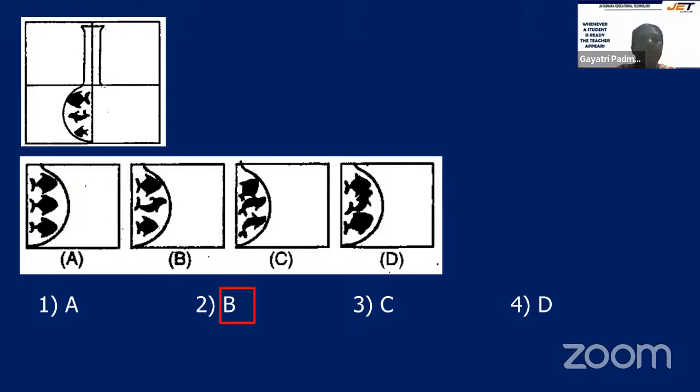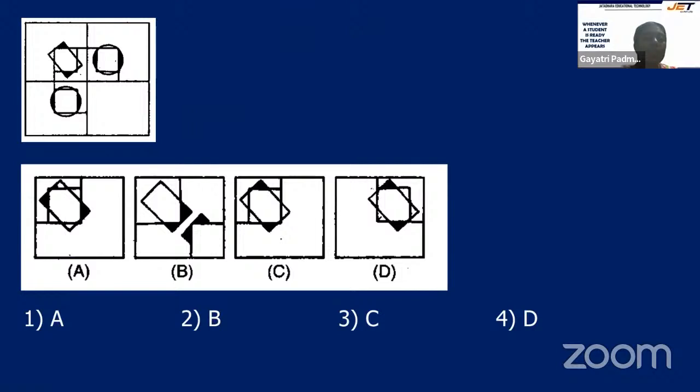Let's see the answer. It should be B. Because one half of the fish is facing the left hand side. The other half of the fish should face the right hand side, isn't it? Yes. All right. So if you had chosen B as your option, then your answer is perfect. Let's move on to the next question.